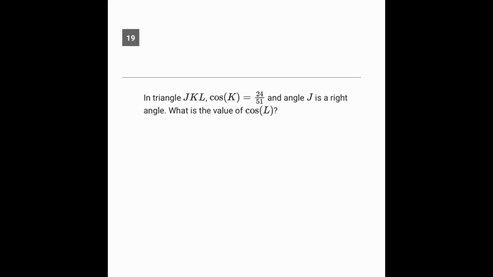Let's go over to question 19 now. Here we have a right triangle. We know it's a right triangle because it's got the right triangle trigonometry on it, the cosine. So let's just say this is angle K. And so we're dealing with the cosine of K. J is the right angle, and so this must be L.